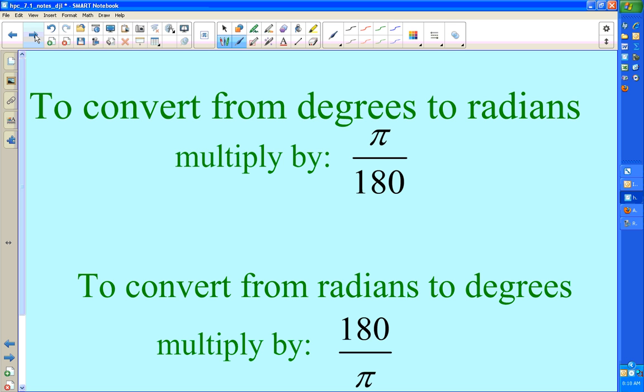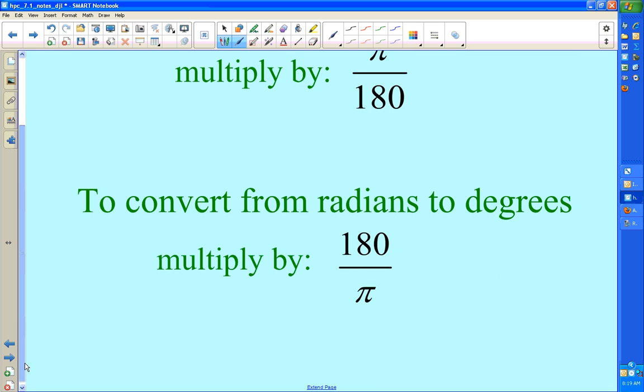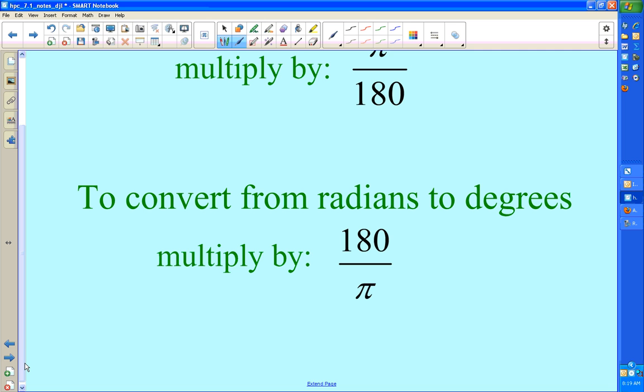If that's true, to convert from degrees to radians, you multiply the degrees by pi over 180. Pi is a variable that stands for the circumference of a circle divided by the diameter. It is not 3.14. Don't use the decimal. Leave it in terms of pi unless I ask for some reason for you to use the pi button. If you're going to convert from radians to degrees, you multiply by 180 over pi.